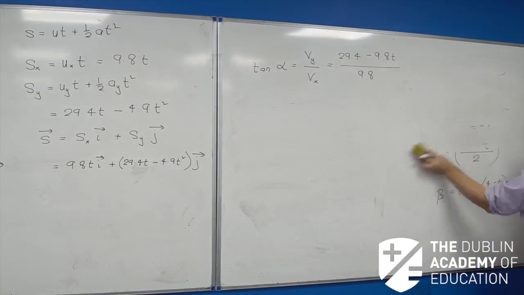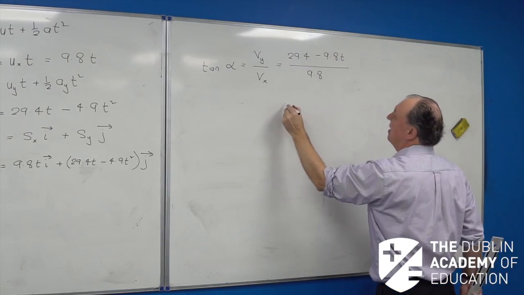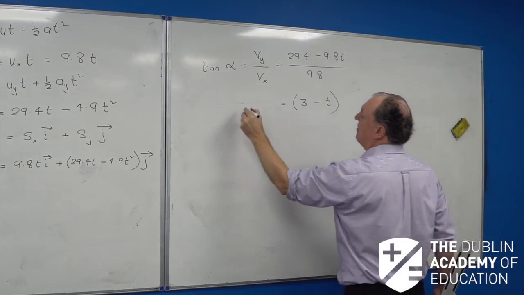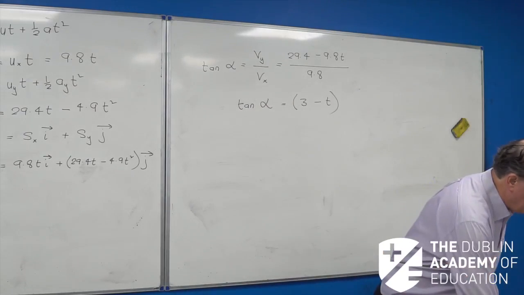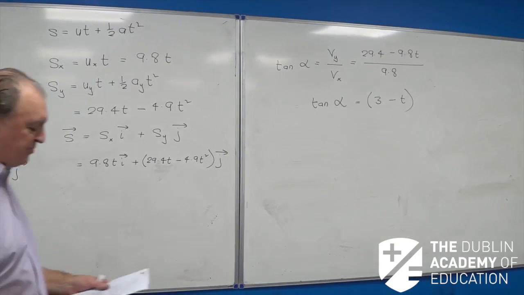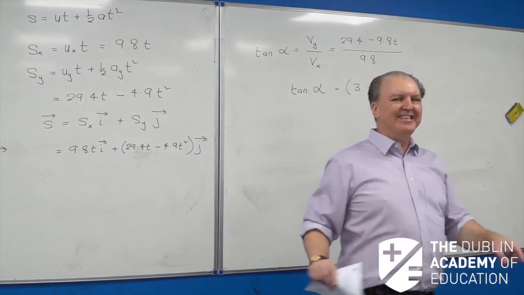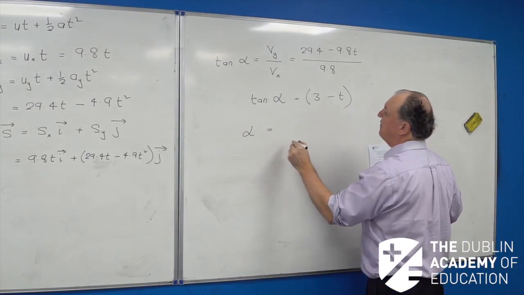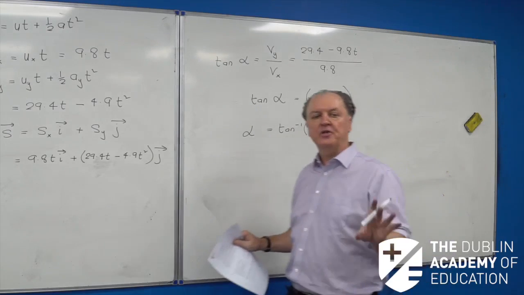Can I tidy that up a little bit? Well, divide the 9.8 into that term, and it goes in 3 times, minus t. So I've got tan alpha is equal to 3 minus t. So that's my answer to part 2, expressed in terms of t. The question asked for the direction in which the particle is moving after t seconds, and direction really means angle, so my answer should properly be alpha is equal to the inverse tan of 3 minus t.